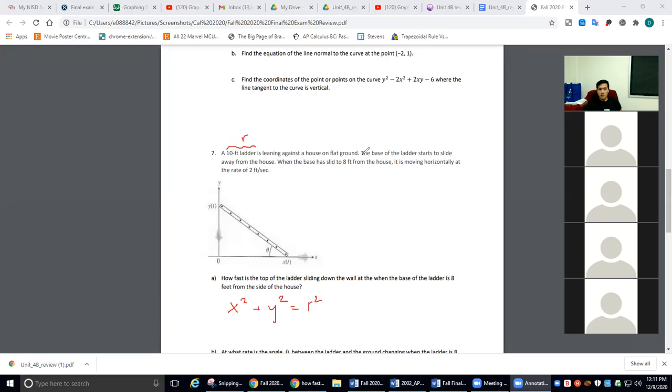So we know where X is. X is 8 because it says it's sliding from the house, the base. So this is the base right here. So this has got to be X. We just don't know what Y is, and we don't know dy/dt. We don't know how high it is above the ground when this guy is at 8 feet, especially when it's moving across this fast at that moment. Notice that the ladder length is always going to be fixed.